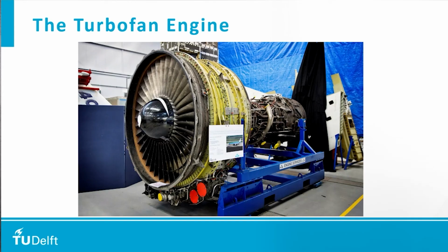This is an example of a turbofan engine that we have in our lab. This was donated to us by KLM Engineering Services. This is a CF6 engine, and that was used on MD-11 aircraft.